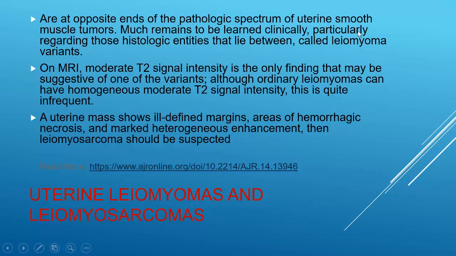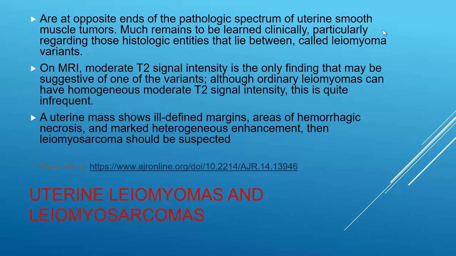Then how to differentiate between uterine leiomyomas and leiomyosarcoma? Leiomyoma and leiomyosarcoma are both at opposite ends of the pathological spectrum of the uterine smooth muscle tumors. Much remains to be learned clinically, particularly regarding the histological entities called the leiomyoma variants that we have just said. On MRI, moderate T2 signal is the only finding that may suggest one of the variants, although ordinary leiomyomas may cause homogeneous moderate T2 signal.